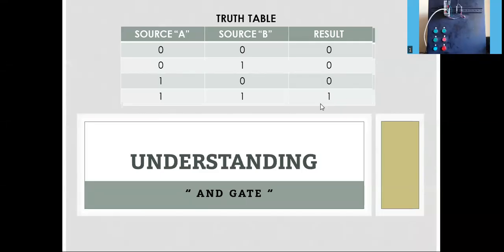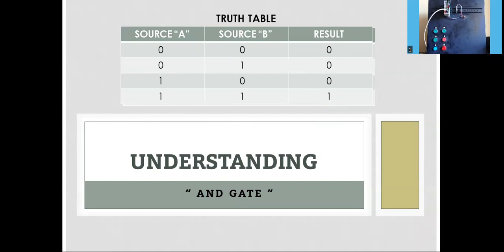So in this example, we'll see the example of AND gate. We can see the truth table here. Source A, source B, two sources have been taken. The AND gate says that if any one source is 0, then the result is 0. Okay, result is 1 only when both the sources are 1. So that makes the AND gate truth table.